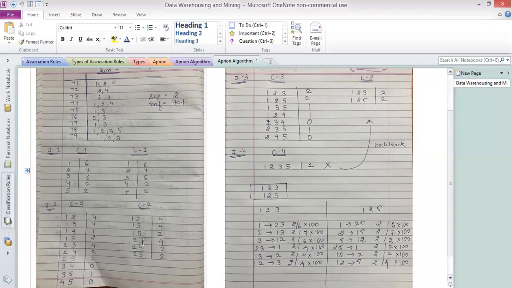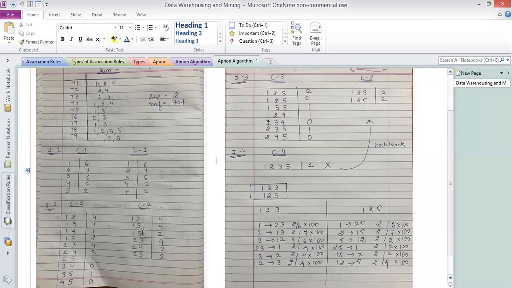1 2 and 2 3 gives 1 2 3. 1 2 and 2 4 have 2 in common, so 1 2 4. 1 2 and 2 5 have 2 in common, so 1 2 5. Okay, then you come to the second one, 1 3.